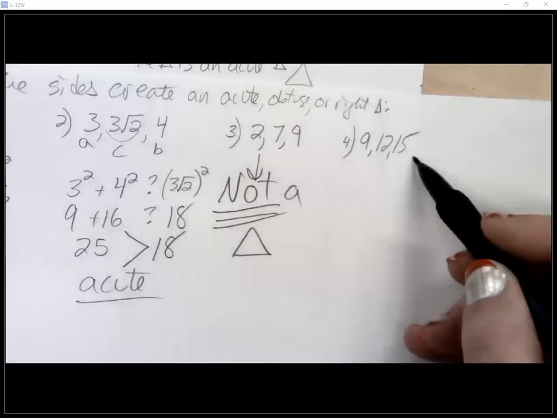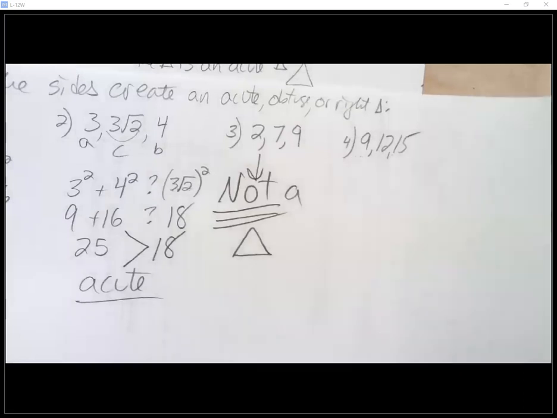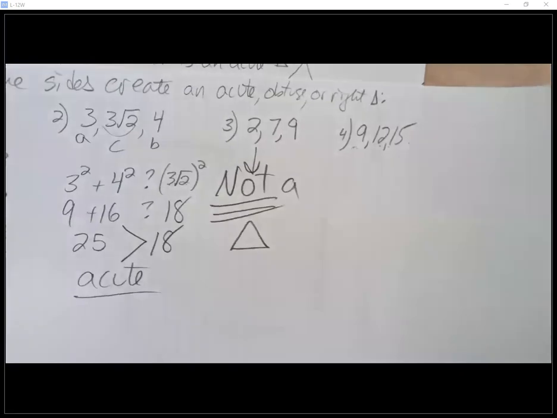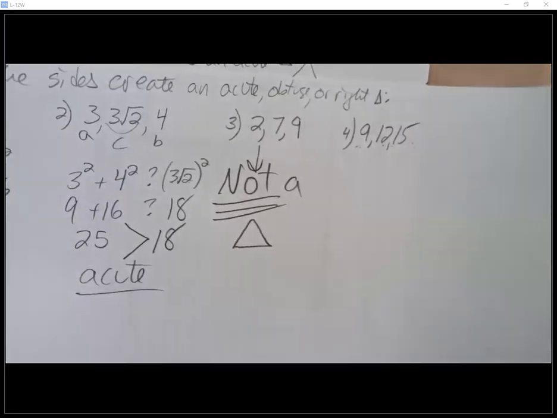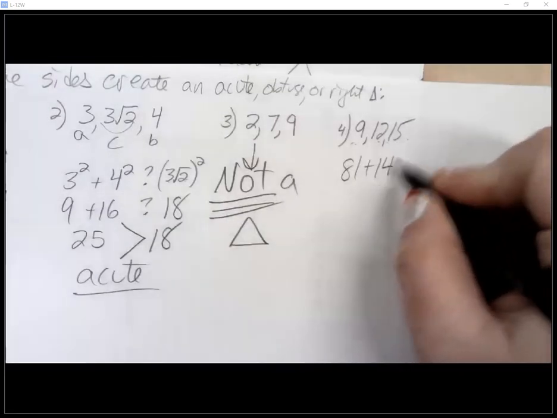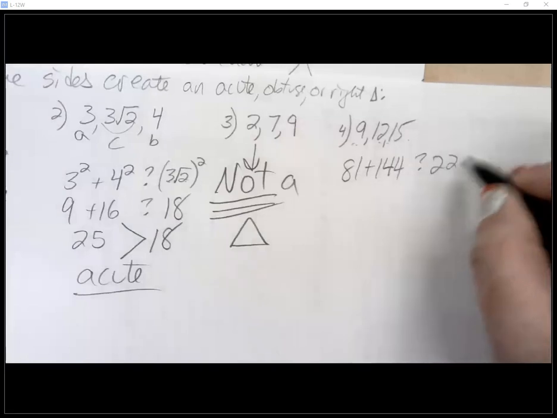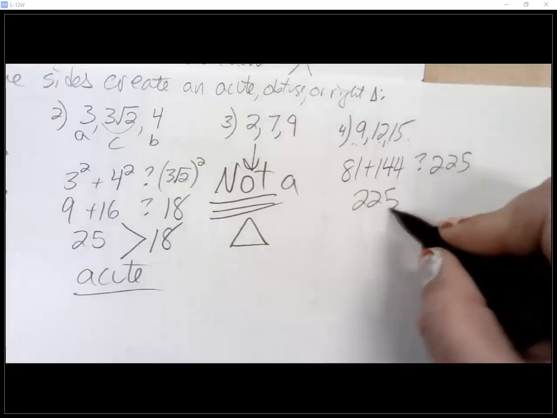See that? If you reduce them all by 3, you can basically just pull out a common factor, right? So you get 3, 4, 5. And we all know that the 3, 4, 5 is a right triangle. You don't even have to do the math. You certainly can, right? 81 plus 144 should equal 15 squared, which is 225. And lo and behold, 225, 225. Yay!